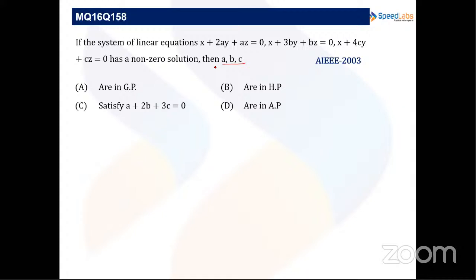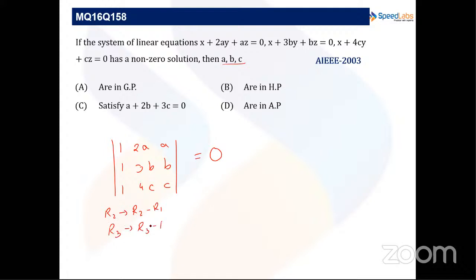So we know that if this is a system of linear equations, then the determinant value of the coefficients should be equal to 0. Then only we will get the non-zero solutions. So the determinant with rows 1, 2a, 1; 3b, and 1, 4c should be equal to 0. Using these two operations, in R2 I am putting R2 minus R1, and in R3 I am putting the operation R3 minus R1.